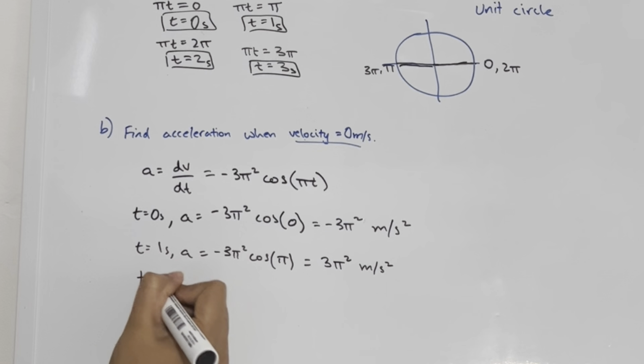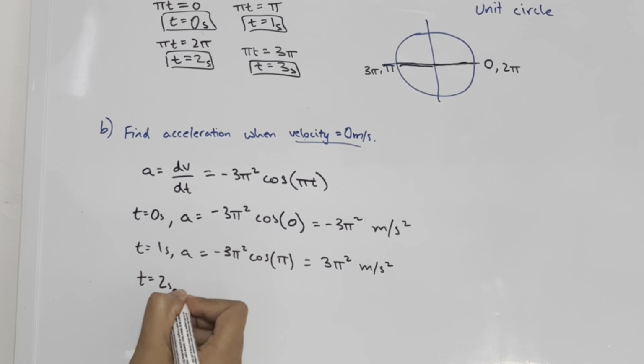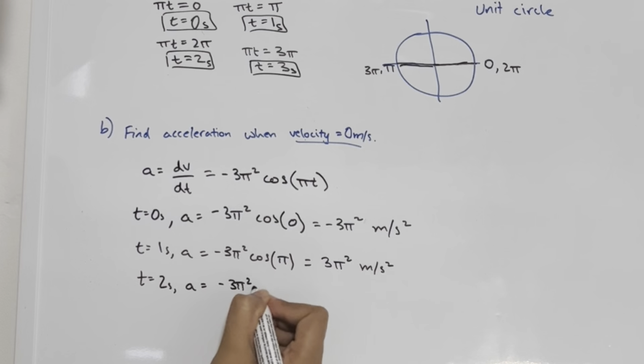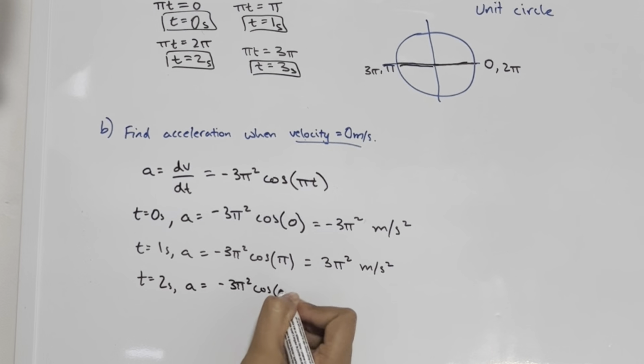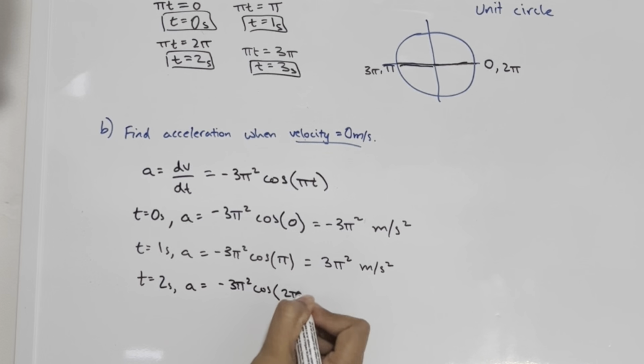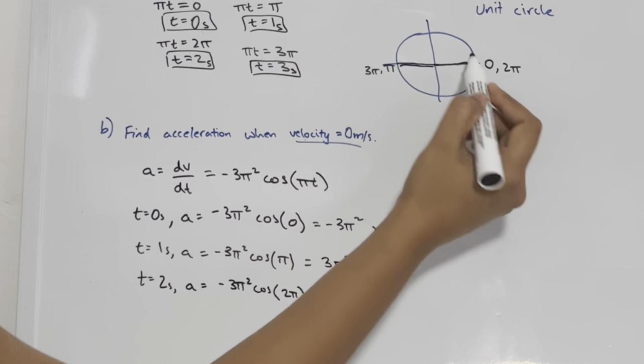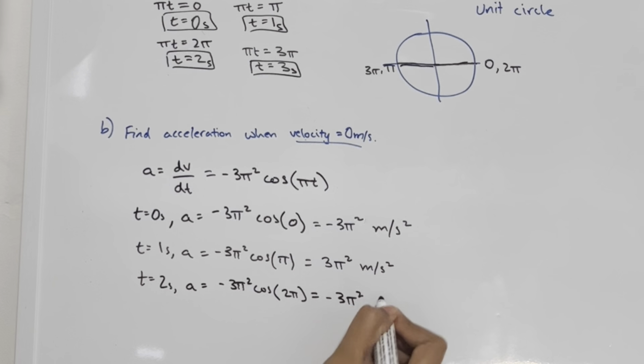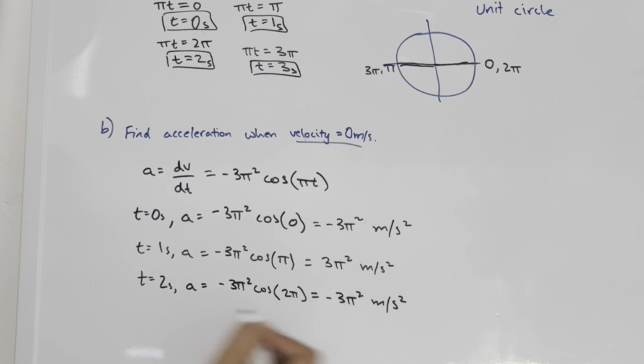Then we have time equals 2 seconds. The acceleration is going to be negative 3 pi squared cos of 2 pi. And again, that's just coming back here. So cos of 2 pi is 1, and so that's going to be just negative 3 pi squared meters per second squared.